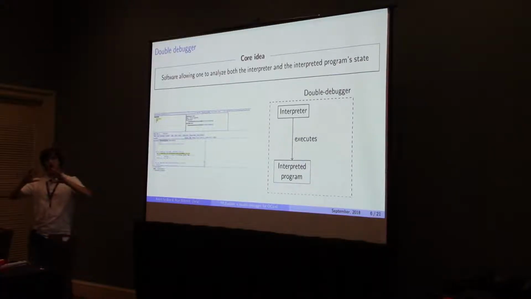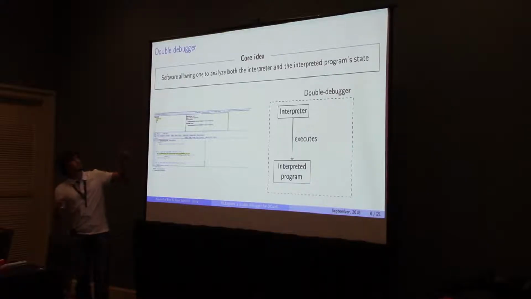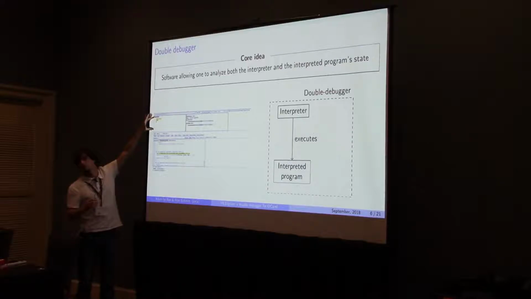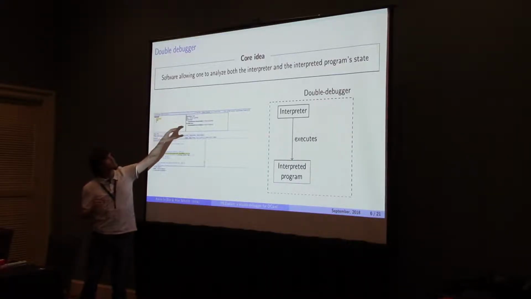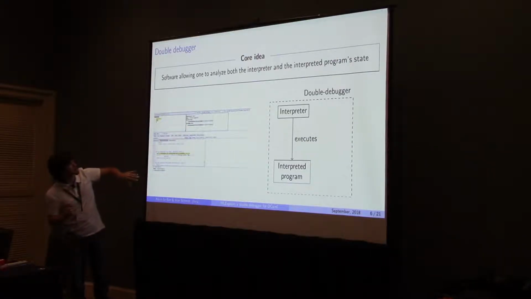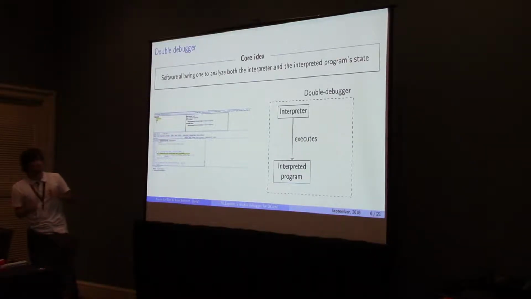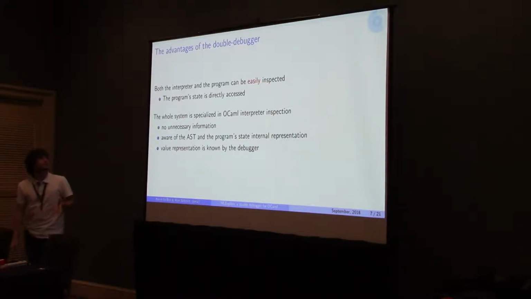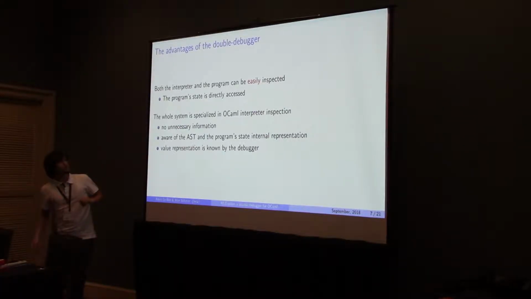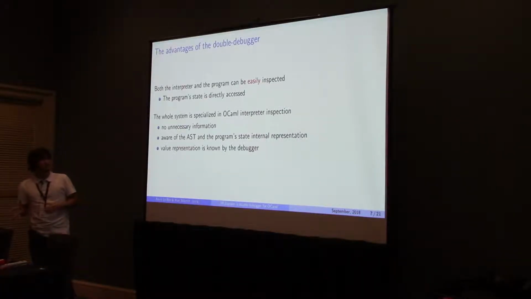Double debuggers are a big program that contains an interpreter and an interpreted program and can analyze both at the same time. Here is a little unreadable screenshot of our project, where we have a program that will be interpreted, the interpreter, at least its code, and you can see both the state of the program and the state of the interpreter at each step of the execution. So the advantage is that you can easily inspect both the program and the interpreter state.